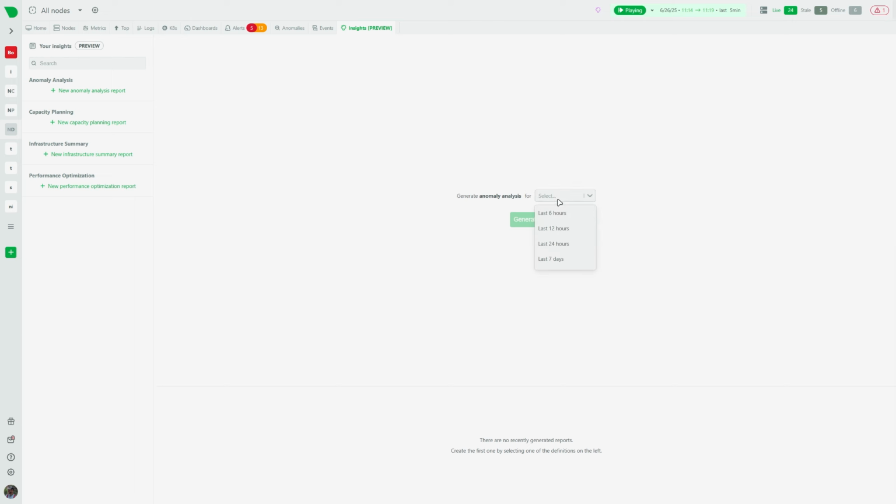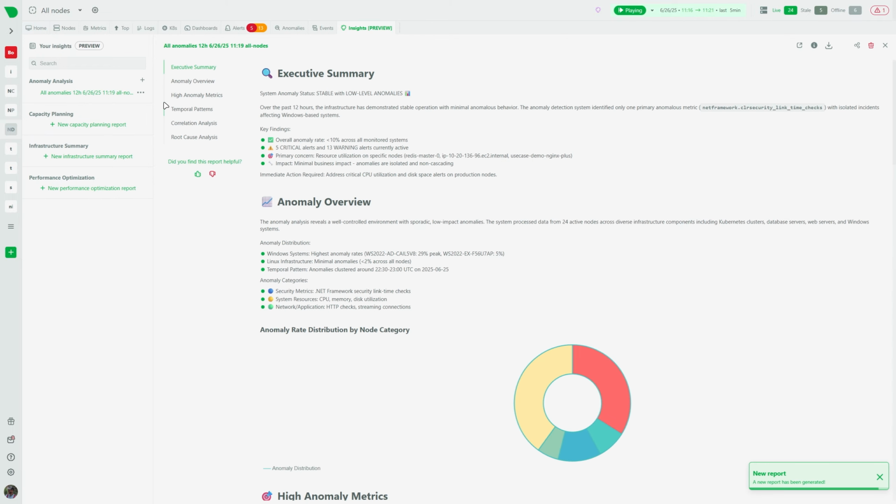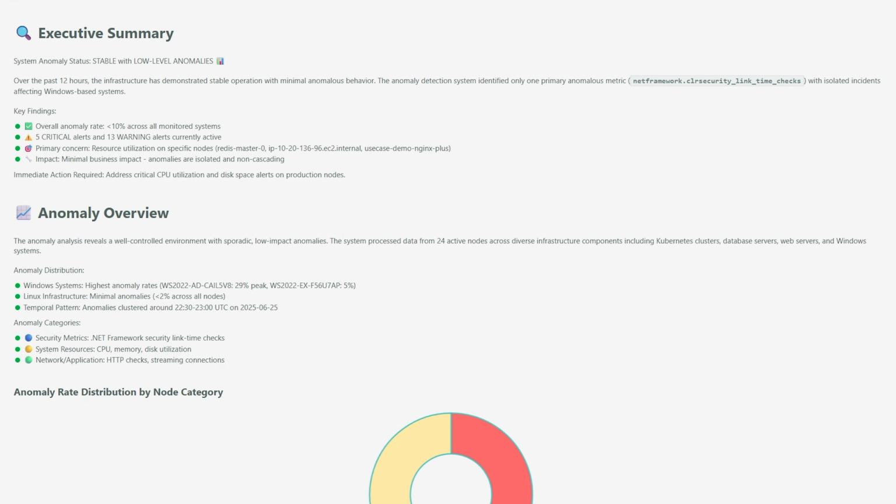We will select the time window for 12 hours with an anomaly rate of 10%, all the metrics and all the nodes. What we're greeted with is a full anomaly report of our infrastructure over the last 12 hours. We can see that the system is stable with low-level anomalies, it found some critical and warning alerts, and the main point of focus is the resource utilization on some specific nodes.